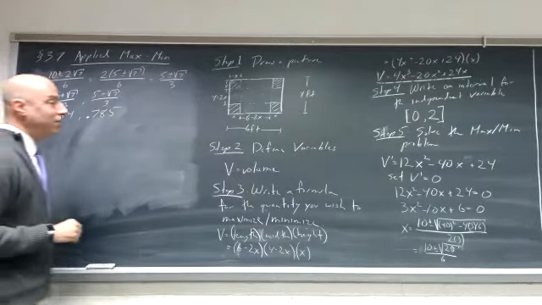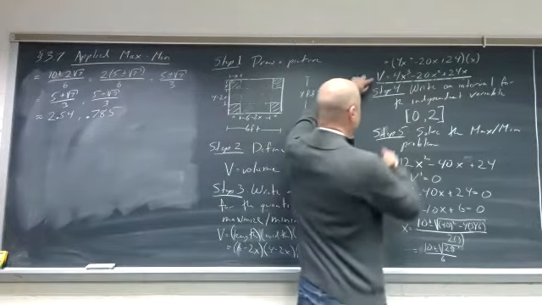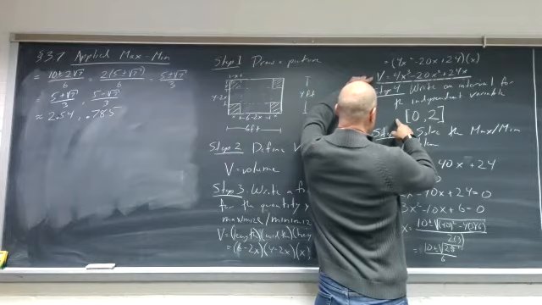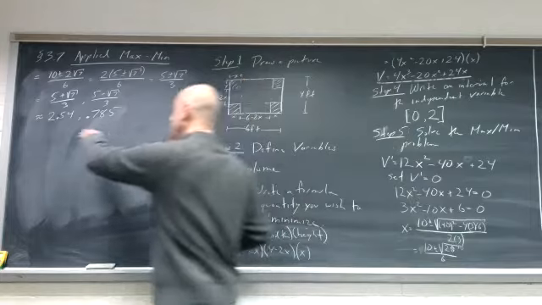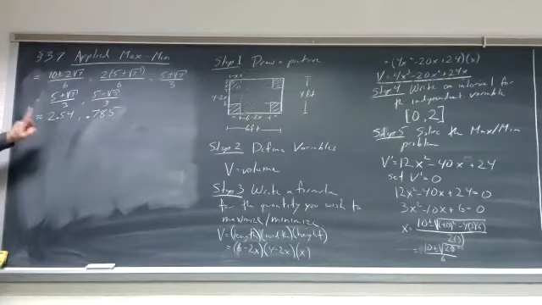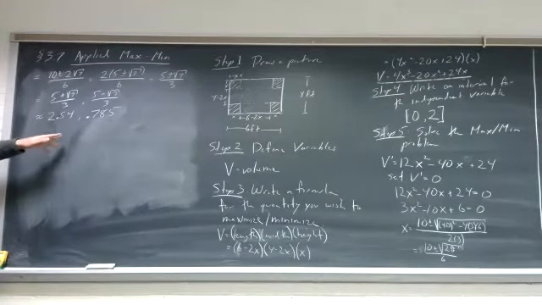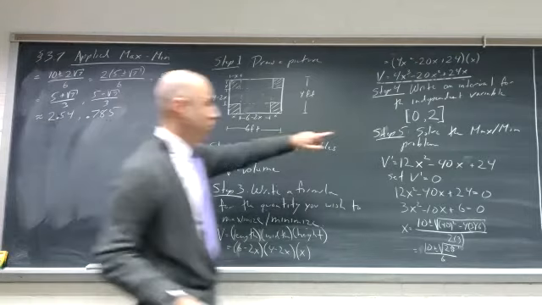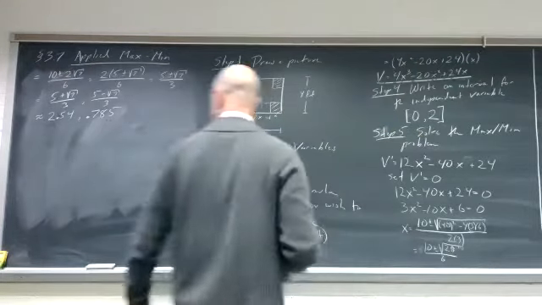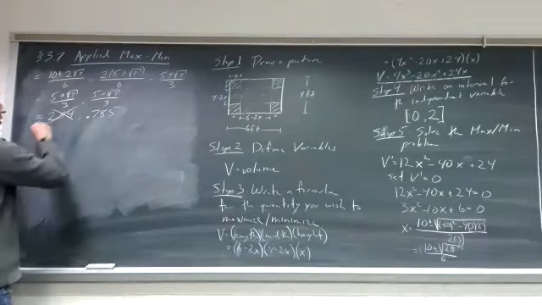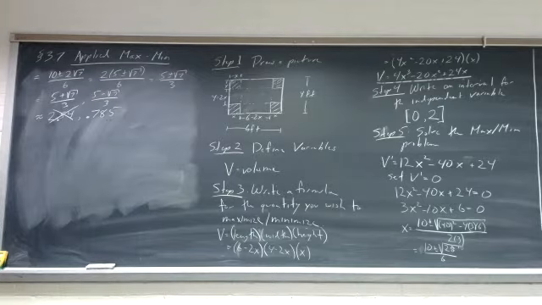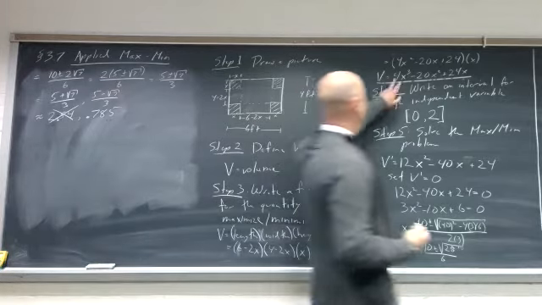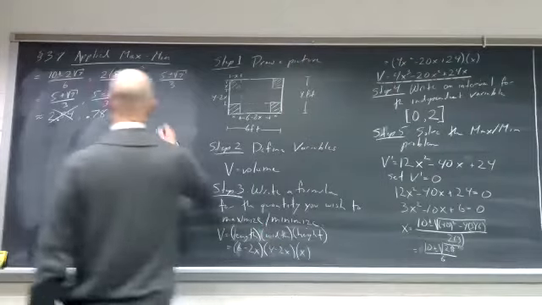So remember, when we're solving a max-min problem, we're trying to maximize or minimize a function on a closed interval. We find all the critical points, which we just did. There are 2 of them. The next step is to get rid of whatever is not in the interval. 2.54 is not between 0 and 2. So get rid of that. Then you plug the remaining point in and both endpoints into the original function and see which is the biggest and which is the smallest. So let's go ahead.